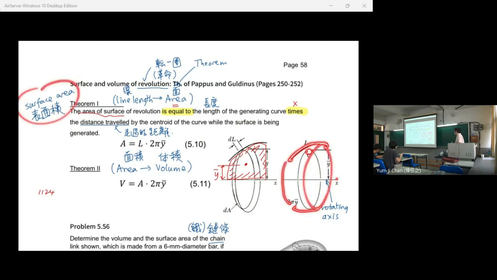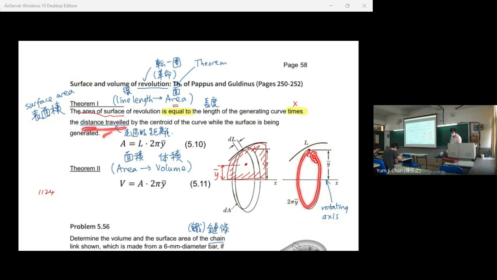So in this case, we determine the length of the line and we determine the distance traveled by the centroid. The centroid is here, and it rotates by one cycle, one revolution. The area is equal to the length of the line times 2 pi times y bar.